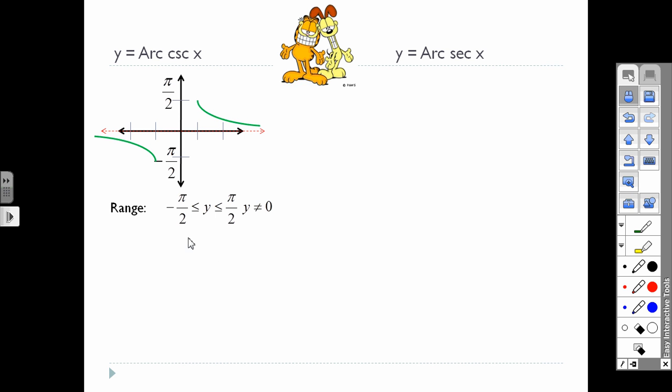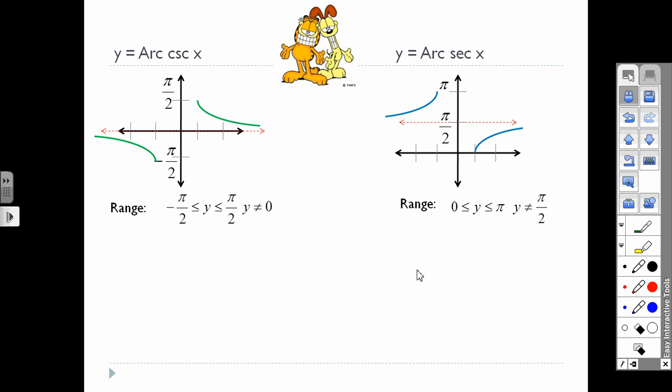Interestingly enough, now we get to use negative pi over 2 to positive pi over 2, but we have to eliminate the value of y equals 0. And that's because there's our asymptote right in the middle. It'll be undefined at that value. Okay, so doing the same thing for arcsecant. Here's my asymptote directly in the middle at pi over 2. I'm going to go from 0 all the way up to pi. Once again, you can imagine the rest of the curve here and up there.